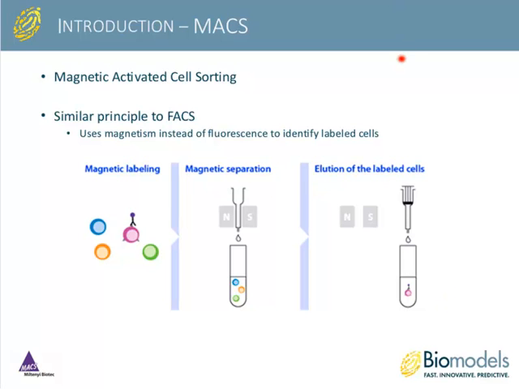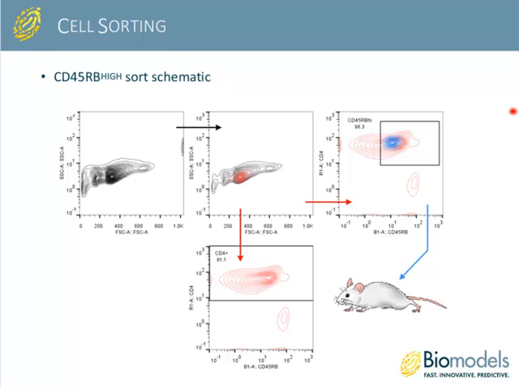While we're on cell sorting, I just want to highlight a model where we use these two methods of cell sorting, and that is the adoptive transfer colitis model. I'll give some more detail on this model later, but I just want to talk about the cell sorting. This model's been around for a fairly long time. The classic way to sort the naive T cells that are required for the model is to use CD45RB high as your criteria for defining a naive T cell.